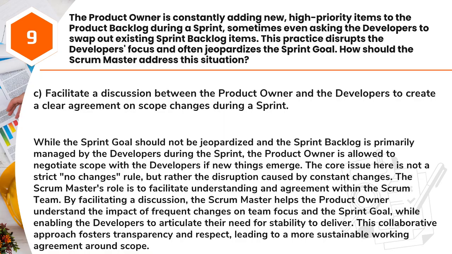By facilitating a discussion, the Scrum Master helps the product owner understand the impact of frequent changes on team focus and the sprint goal, while enabling the developers to articulate their need for stability to deliver. This collaborative approach fosters transparency and respect, leading to a more sustainable working agreement around scope.